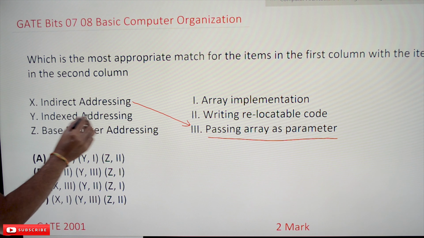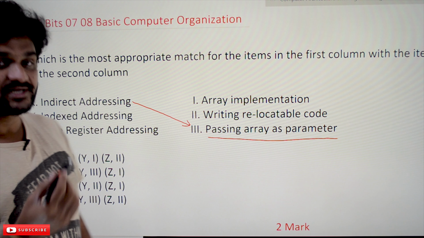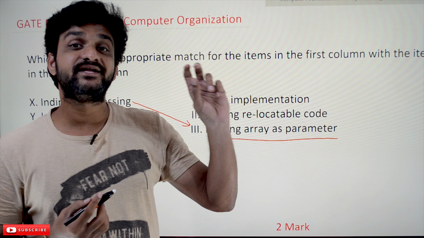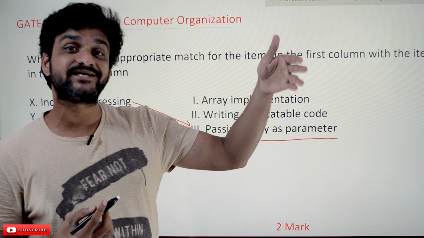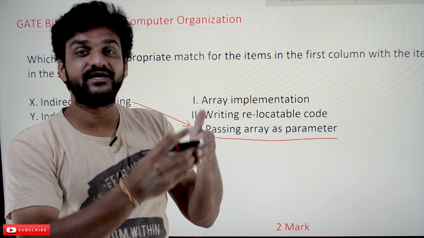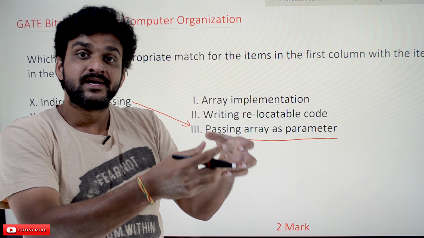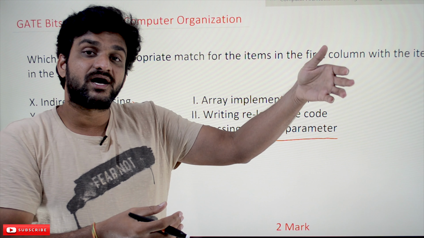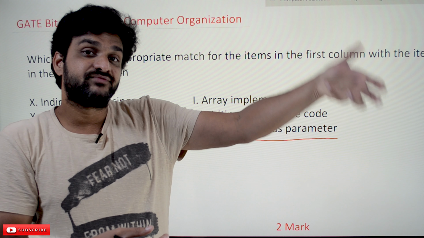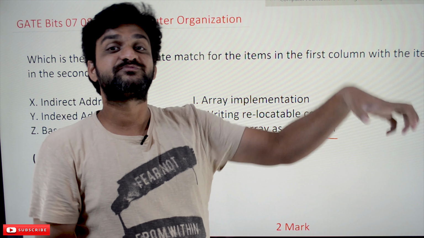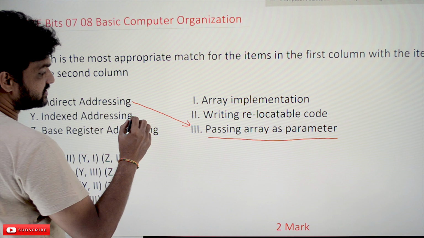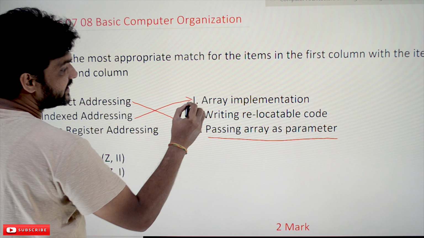Next one is indexed addressing. We have said that the value stored in the index register is the index of an array. The base address is added with the index of the array so that we get the memory location of that specific index, and there we can access the value at that index. So index register addressing is the implementation of arrays.